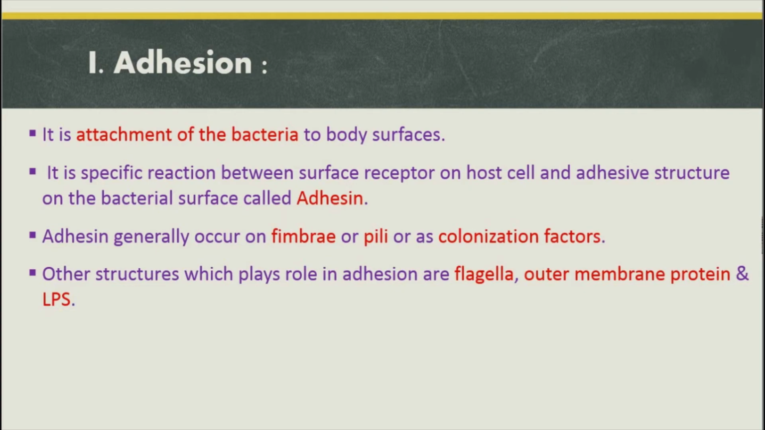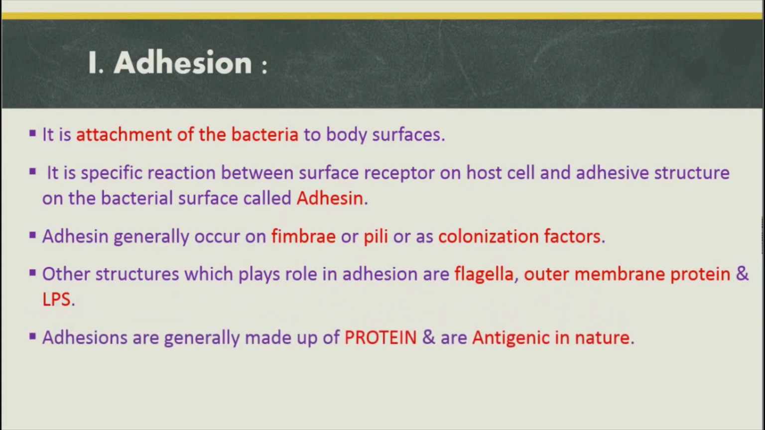If they are present in the bacterial strain, they are able to adhere very smoothly to the host cell and they can establish the infection easily. So, the adhesins are generally made up of protein, that means they are protein in nature, and as they are protein in nature, they are antigenic in nature. Generally, the antigen is protein in nature, and that is why these adhesion factors are antigenic. Antigenic means they are able to induce the immune response in the host.